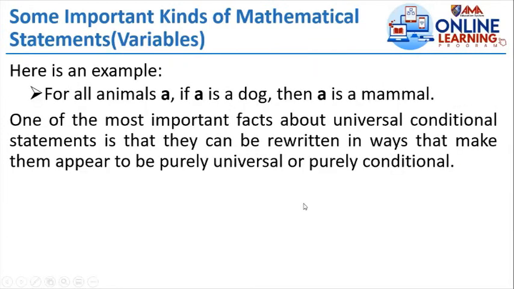Okay, here is an example. For all animals A, if A is a dog, then A is a mammal. So from here, itong first part, this is universal statement because of the keywords for all, and then followed by if-then. So this is conditional statement. So that means as a whole, this is universal conditional statement. And you need to take note that we can rewrite this as purely universal or purely conditional.